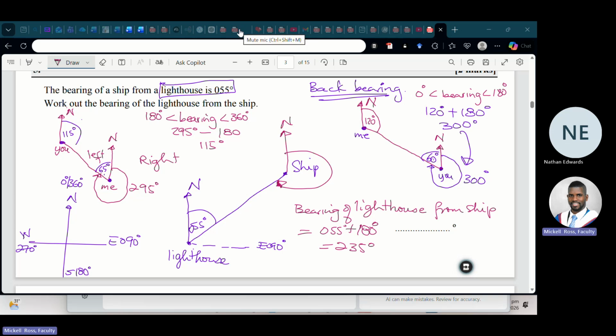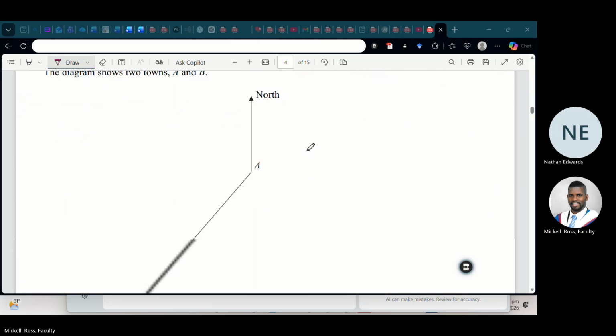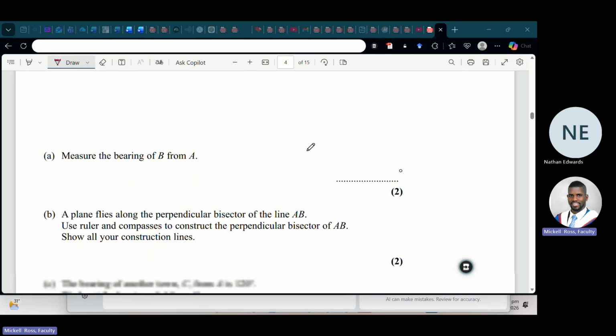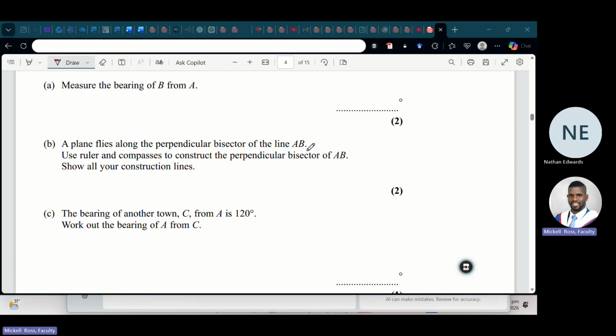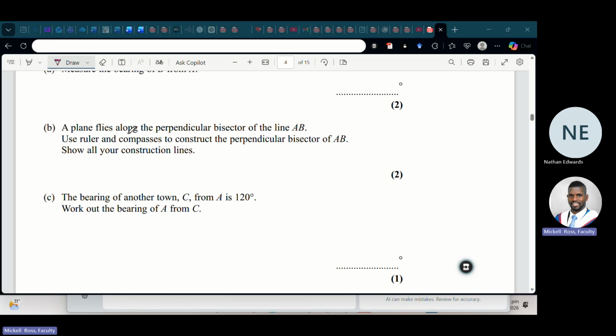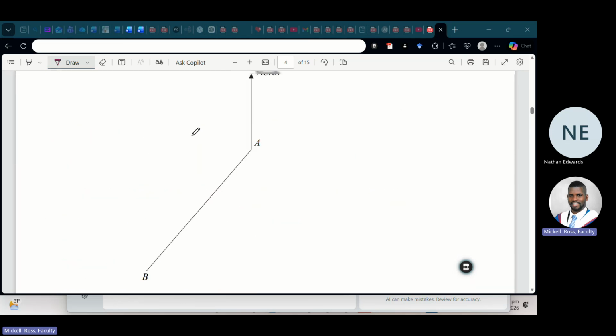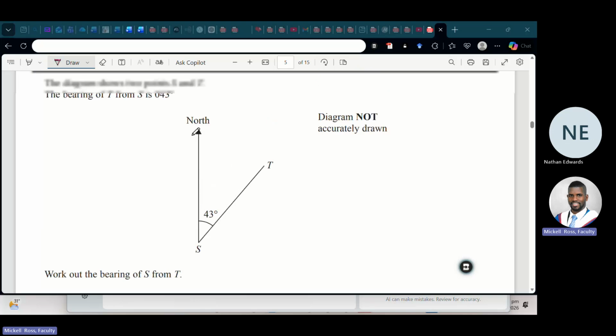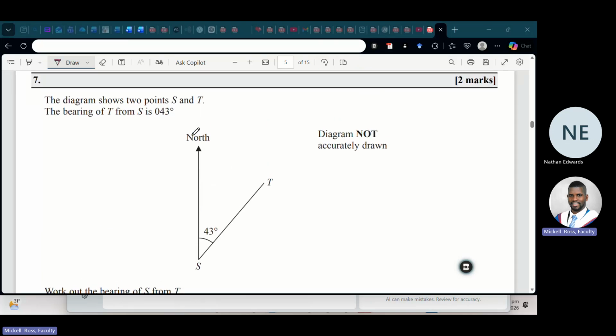All right, let's continue. Diagram, measure the bearing. Even though there are additional parts of the question, the first part indicates that we are to measure. If we can't measure it accurately, then everything else is going to be affected in the question. So that's why we don't even consider the other parts of the question.